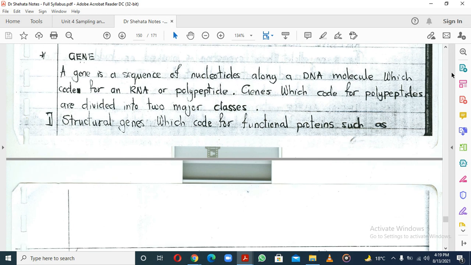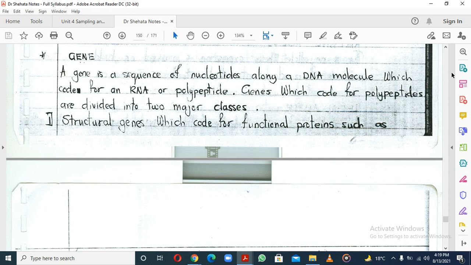So let's now go into the gene. We've talked about a number of things. Now let's go into the gene and see what we'll be able to do here. We are remaining with about 21 pages to finish the syllabus. So that's good. So what's a gene?